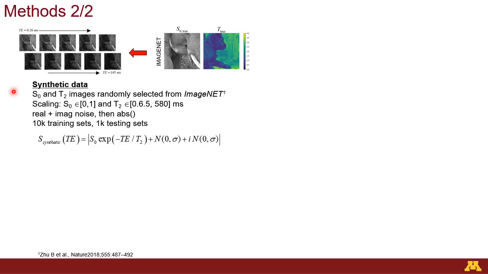To train the network, we generated synthetic images, which gives essentially unlimited training data and provides an objective ground truth. We used a somewhat novel approach inspired by the AutoMap paper, in which we randomly select photographic images from the ImageNet database. In this example, we took a picture of an elephant and said that's our S0 map, and this picture of a dog is our T2 map. Then we synthesized a multi-echo image series, adding real and imaginary noise and taking the absolute value, and then we generate 10,000 data sets for training and a separate 1,000 data sets for testing.